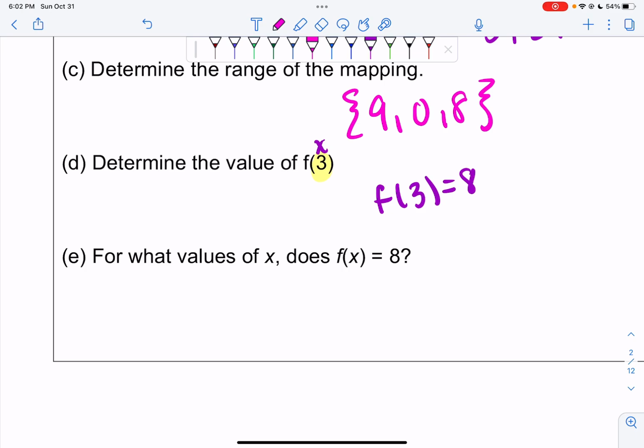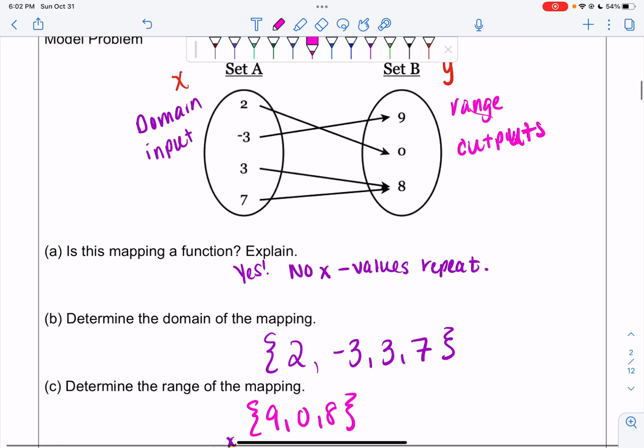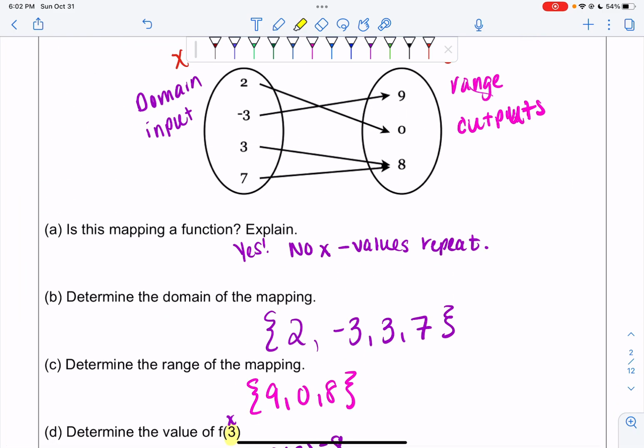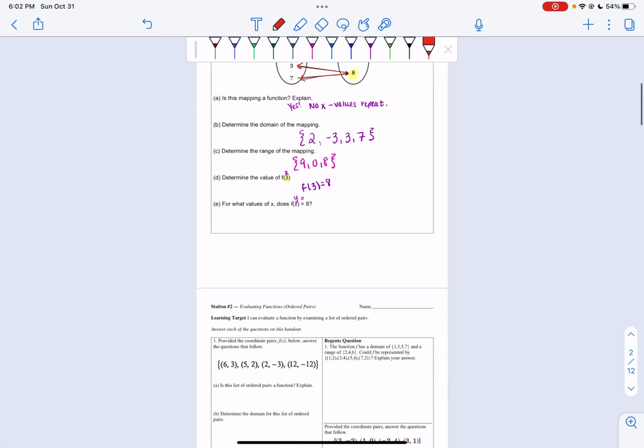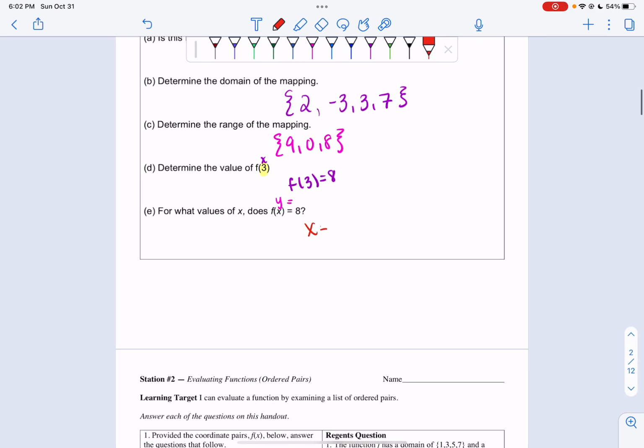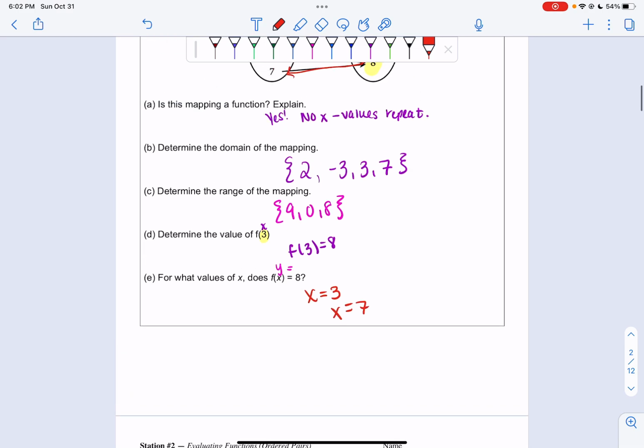Question E says, for what values of x does f of x equal 8? So in this part, we're actually being told what y is equal to, and we know y is equal to 8. So we're going to go to our y part, which is right here, and then we're going to travel backwards. So when I travel backwards, I hit 3, and when I travel backwards, I hit 7. So x is equal to 3, and x is equal to 7. That's how you approach these problems.